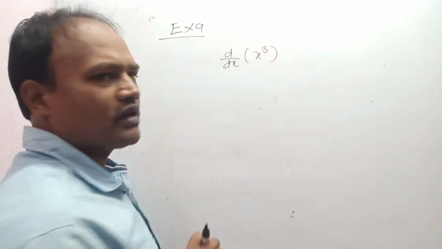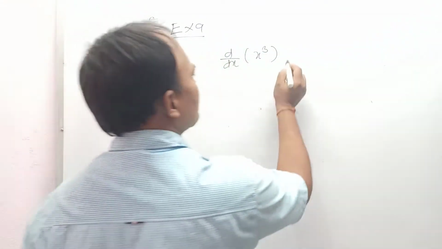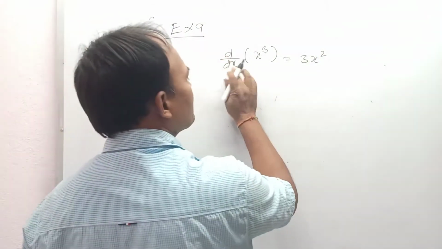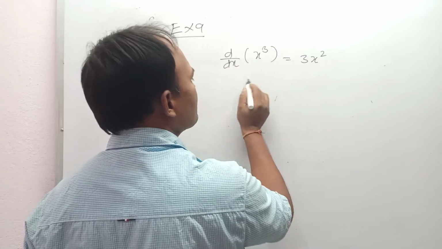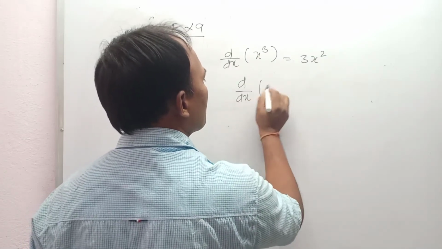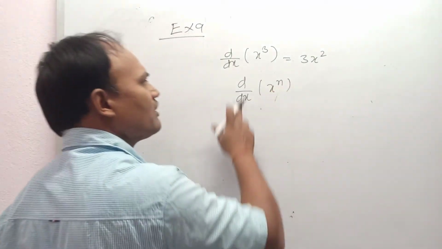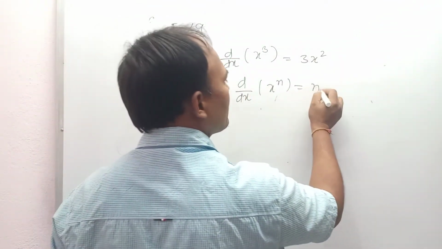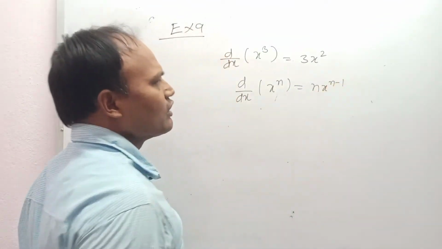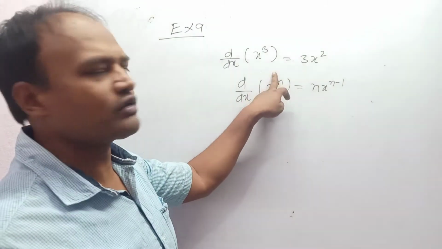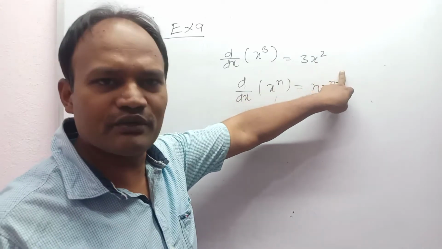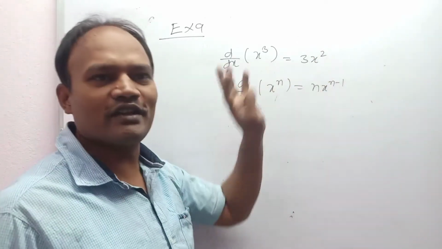Okay, students, x to the power 3 means we can say that it is 3x square. How can we say that? d by dx of x to the power n is n x to the power n minus 1. So when we solve this question, x to the power 3 means it is 3x to the power 3 minus 1. So we can say that it is 3x square.